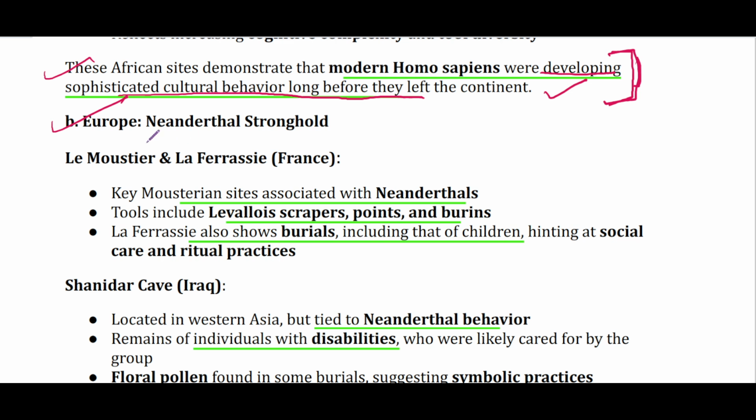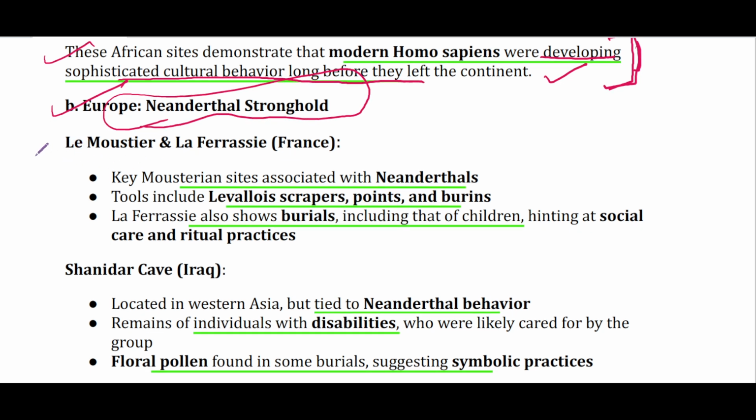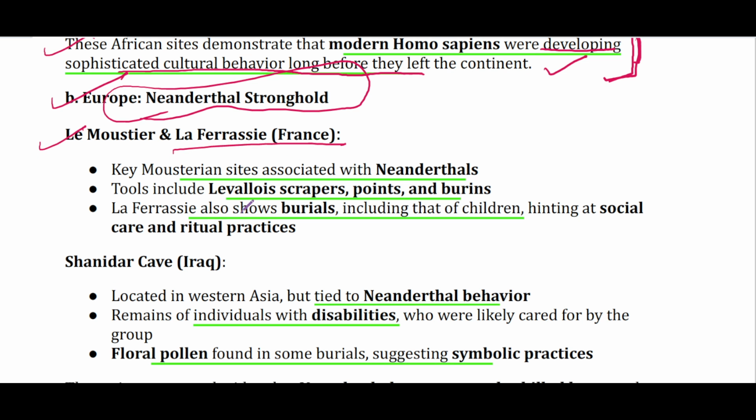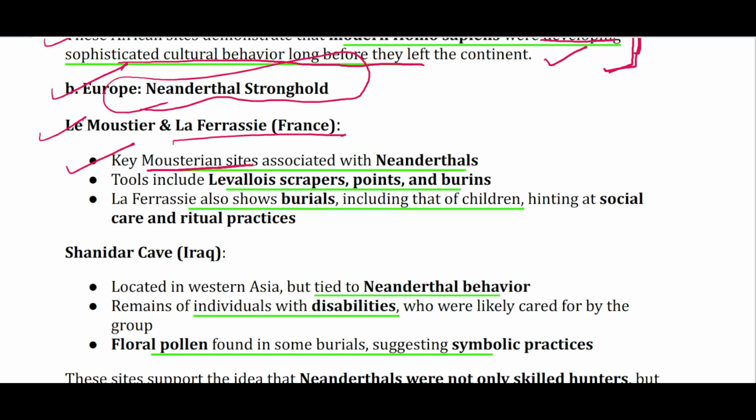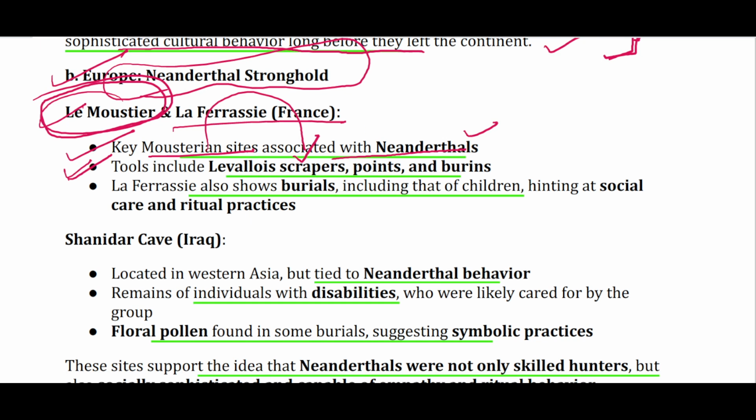Where Europe, which was a stronghold of Neanderthal, so two sites, La Mustia and La Farazi. Here Musterian tools were found which were associated with the Neanderthal. Musterian sites means the first site where it was found, the La Musterian, and they were associated with the Neanderthal, but the tool method is the same, the Levallois method.